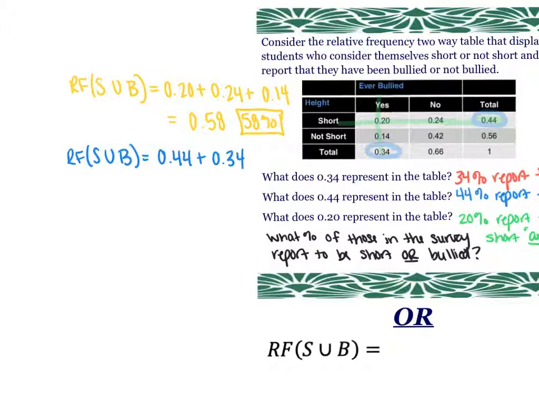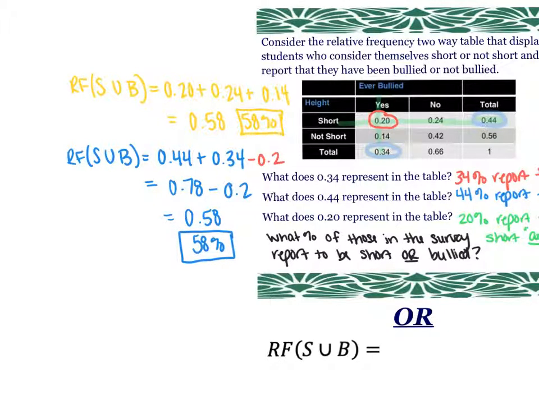However, when I added those up, I double counted those who reported that they are both short and bullied. So I need to make sure I subtract out that double count. So when I add up the 0.44 plus the 0.34, I get 0.78. Subtract that group that I double counted, and I'll get the 0.58 or the 58% again. So those are the two ways that we saw when I gave this problem in class.